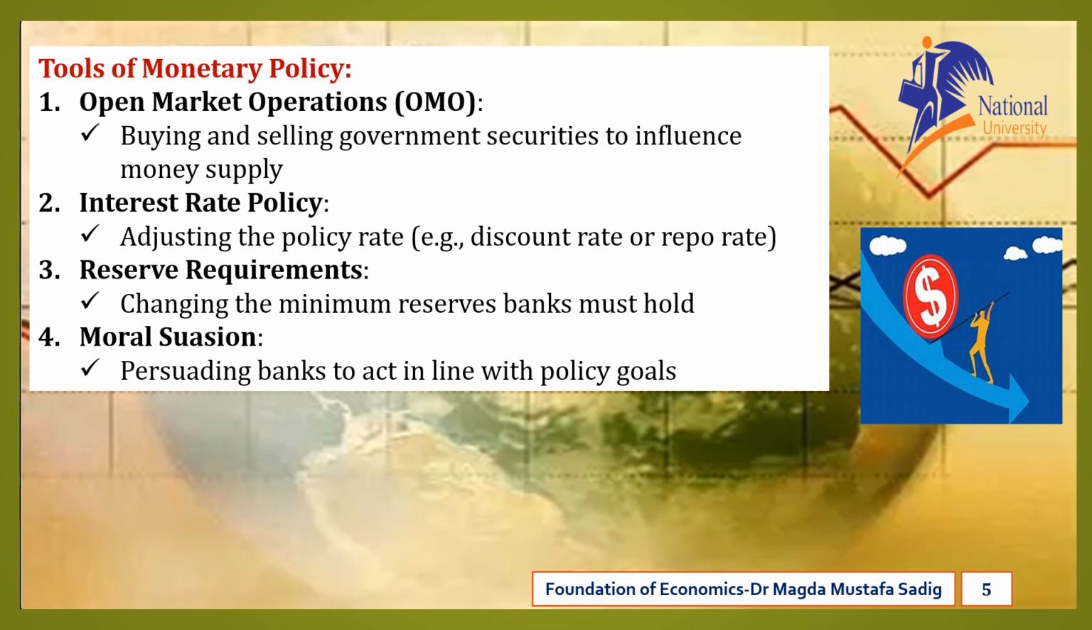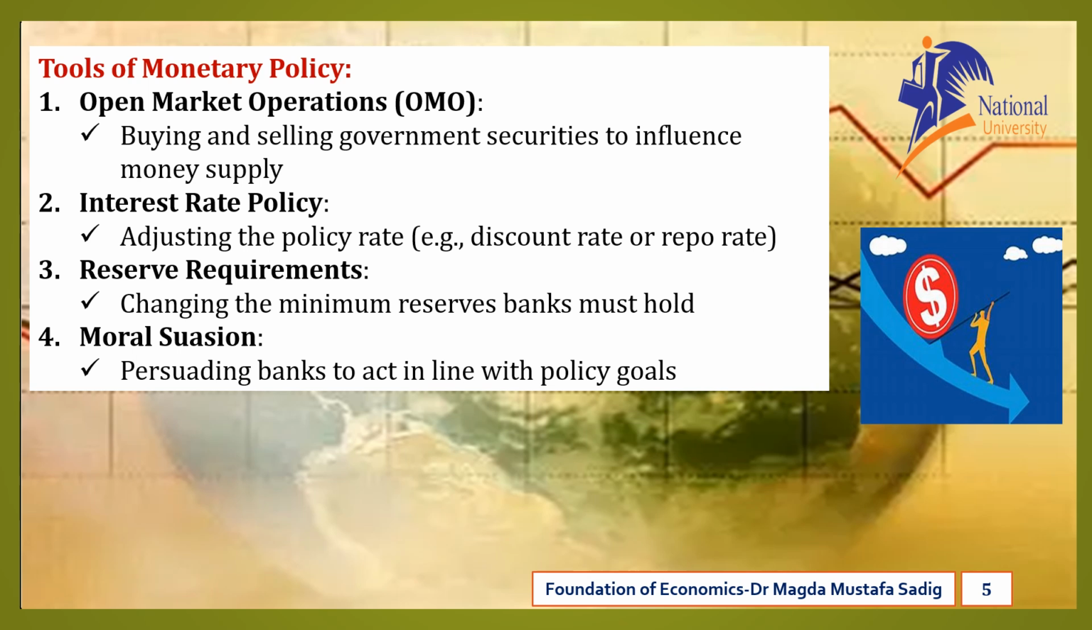Fourth, moral suasion. Unlike the previous tools, this one is non-binding. It's when the central bank persuades or encourages banks to behave in ways that support economic goals. For example, asking banks to limit lending during inflationary periods, or encouraging them to increase lending to small businesses during a slowdown. So it's all about building cooperation through communication rather than regulation.